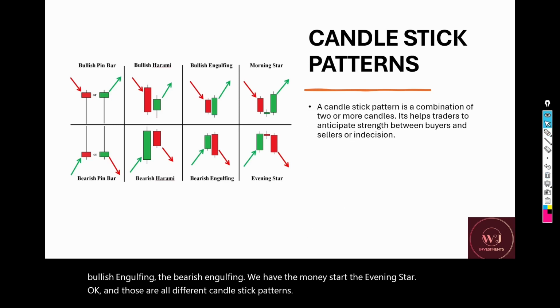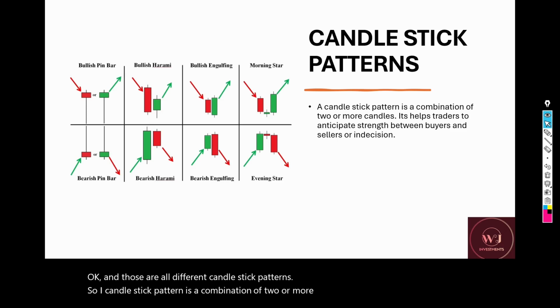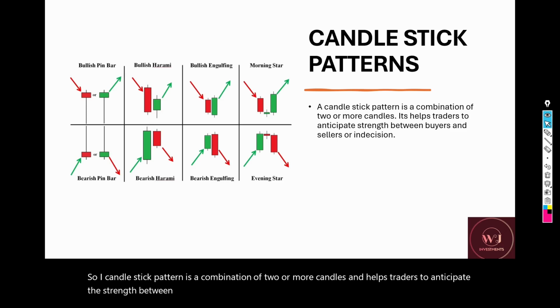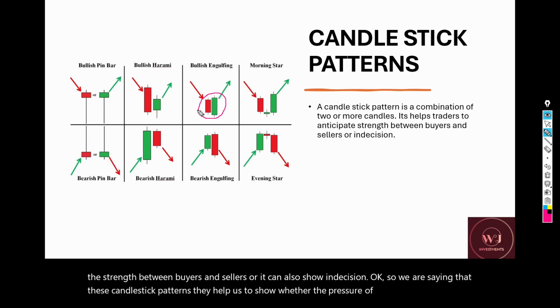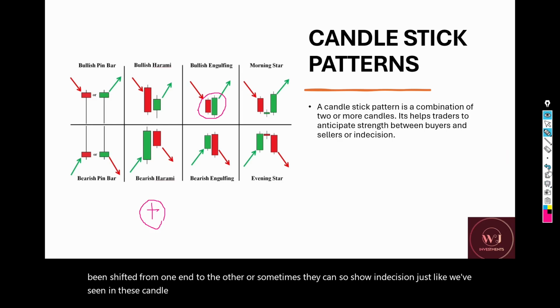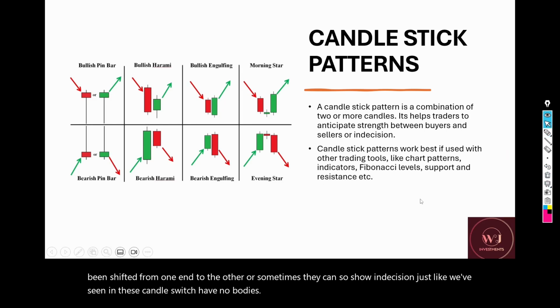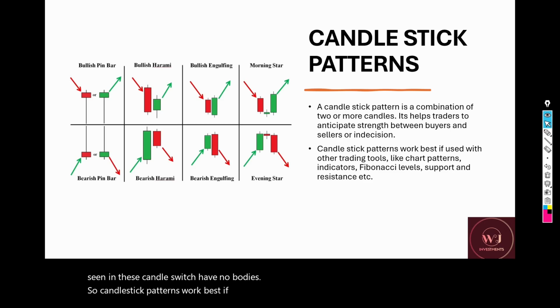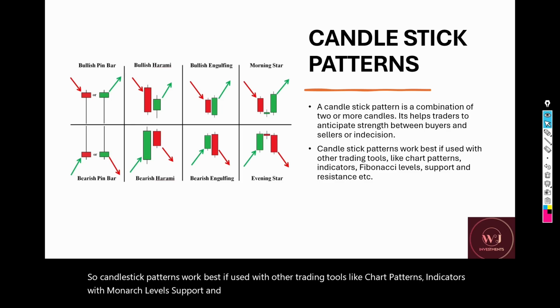So a candlestick pattern is a combination of 2 or more candles, and it helps traders to anticipate the strength between buyers and sellers, or it can also show indecision. So we are saying that these candlestick patterns help us to show whether the pressure of buying or selling has shifted from one end to the other, or sometimes they can show indecision, just like we've seen in these candles which have no bodies. Candlestick patterns work best if used with other trading tools like chart patterns, indicators, Fibonacci levels, support and resistance, and all these shall be covered in more videos to come, and confluence videos.